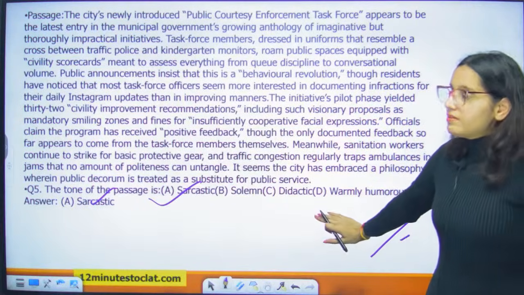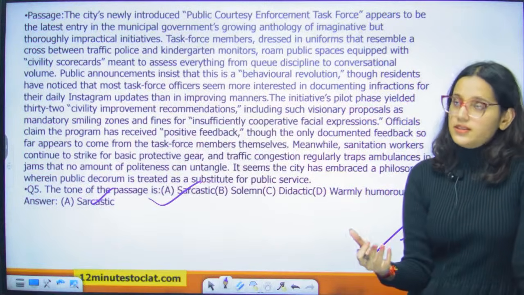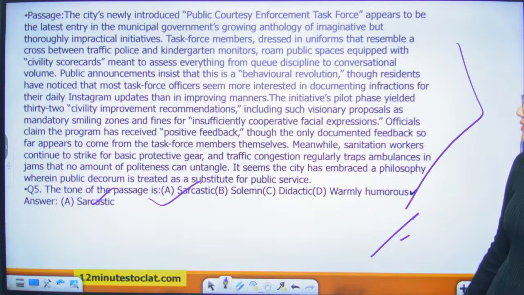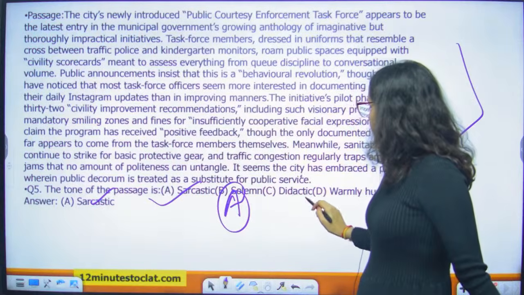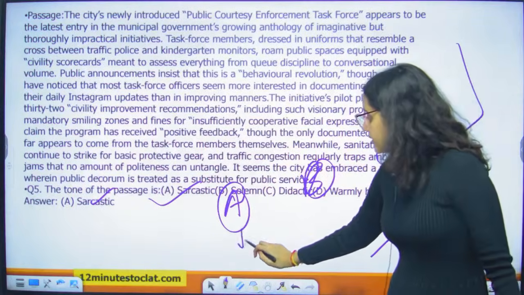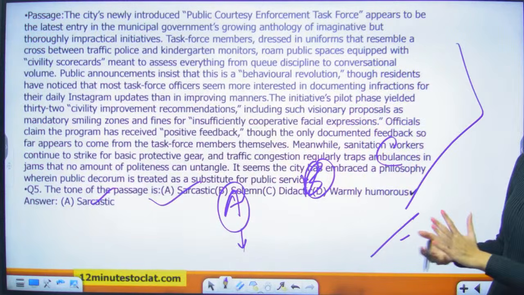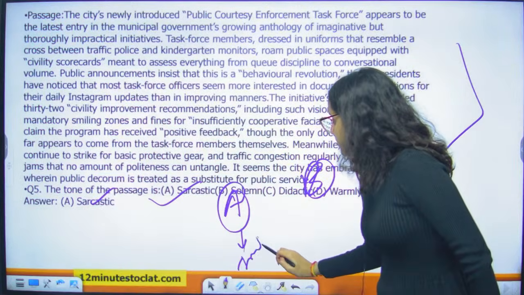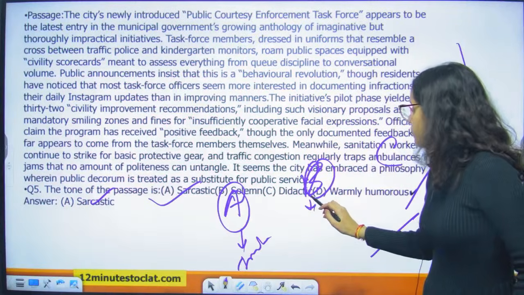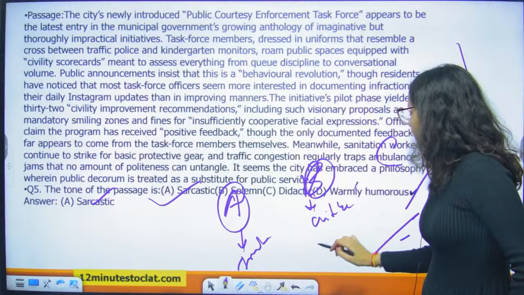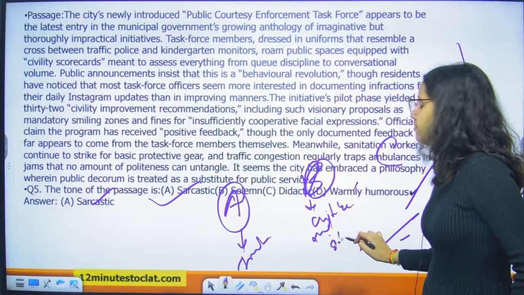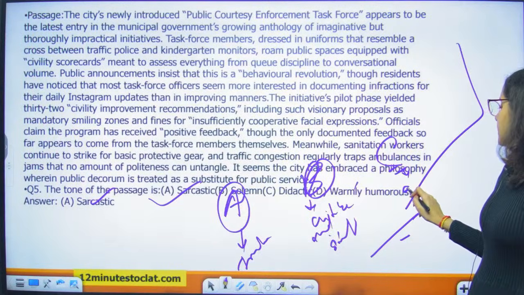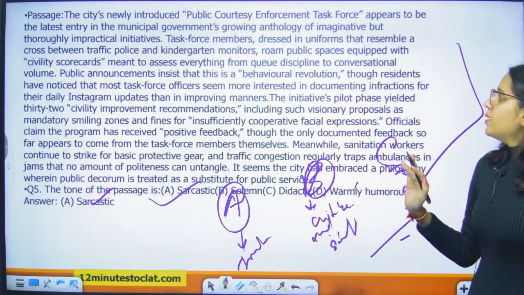Now that we've understood the tone, let us try one intent question. Tell me, what was the intention behind writing this passage? I give you three options. Option A says to describe or expose the irrelevance of this public courtesy enforcement task. B, the intention was to criticize and explain the inefficiencies of this public courtesy enforcement. And C is to hopefully criticize the public courtesy enforcement.